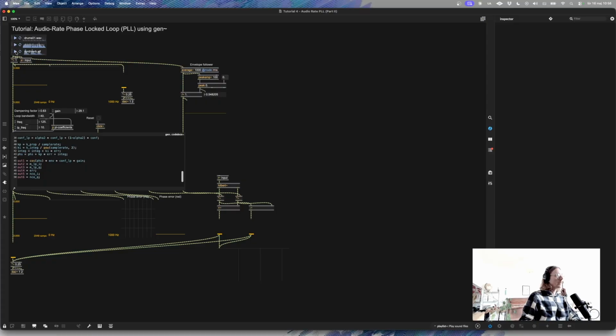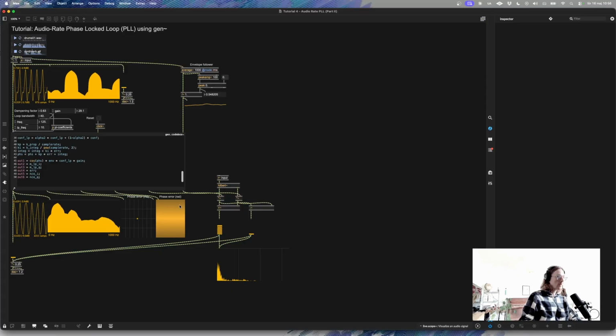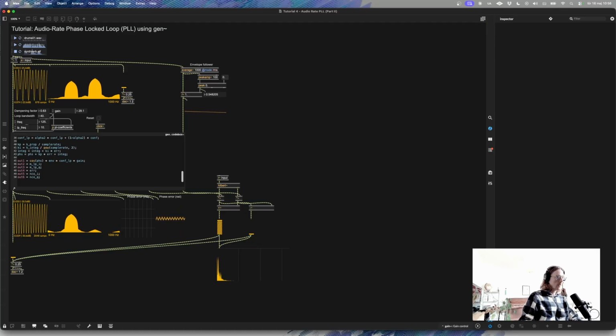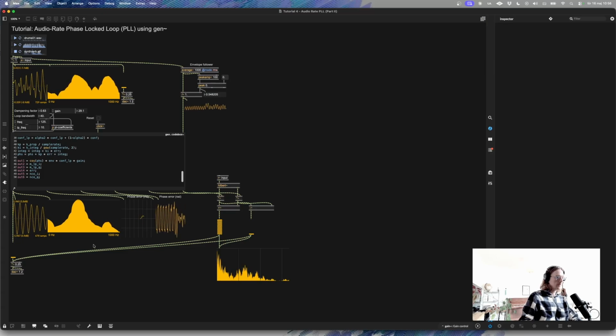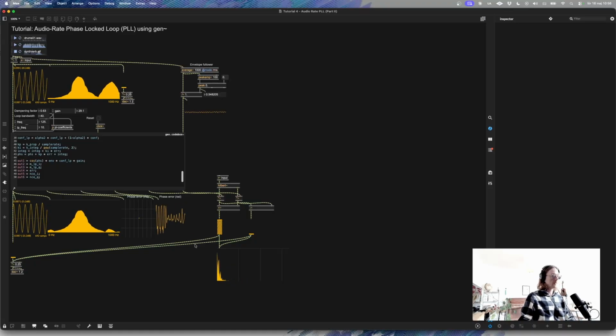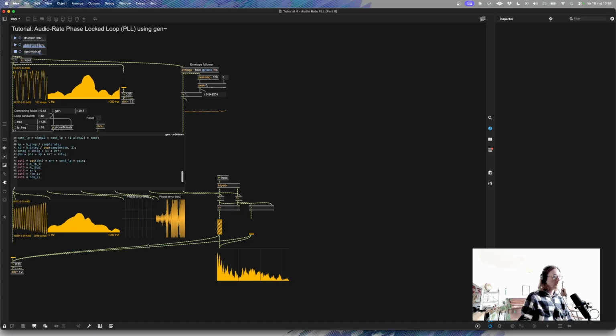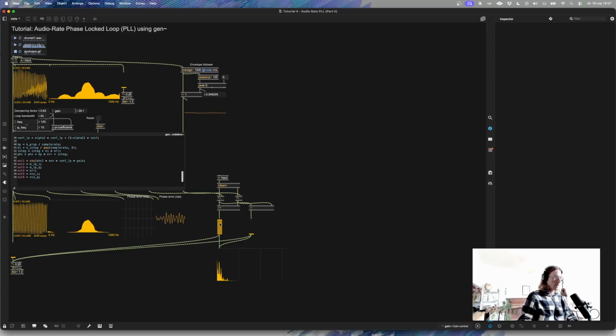And with the synth input, yeah, we get these very weird artifacts when the PLL goes in and out of lock, which can be kind of cool.